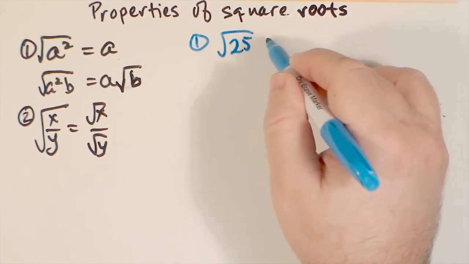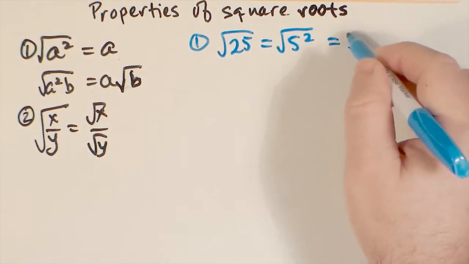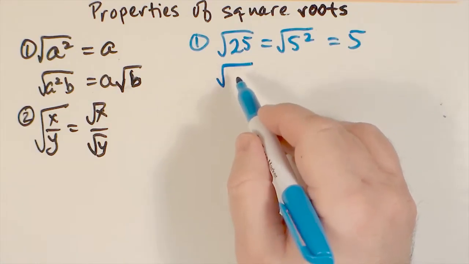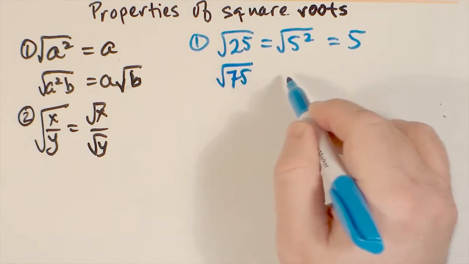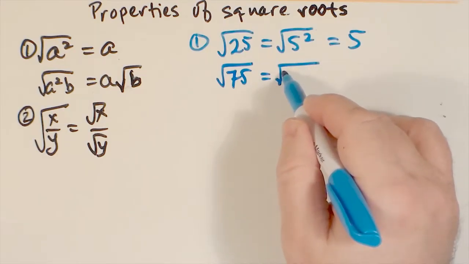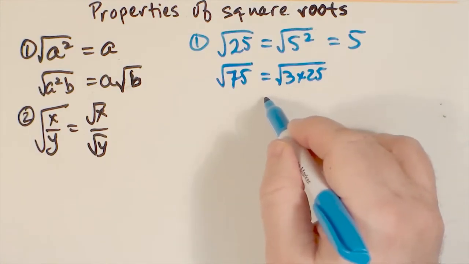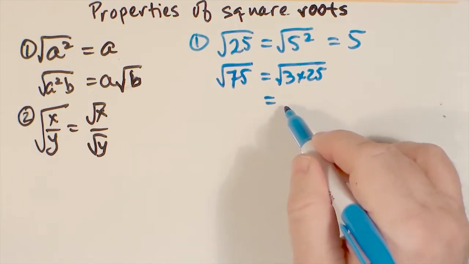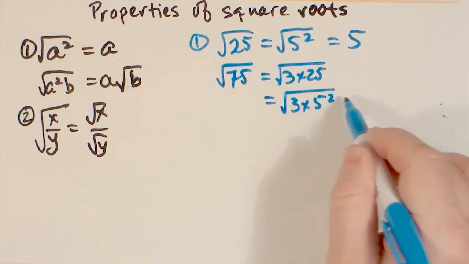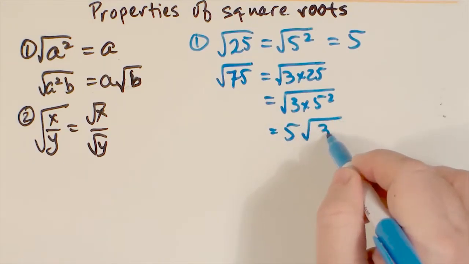To take even more examples, let's say we have the square root of 25. Well, that's the square root of 5 squared, and that's 5. We've already seen an example like it. How about the square root of 75? Well, we can say that's 3 times 25, and we already know what the square root of 25 is, and we already know that a 5 can come outside of the surd, and so we can say that's 3 times 5 squared, or 5 root 3.